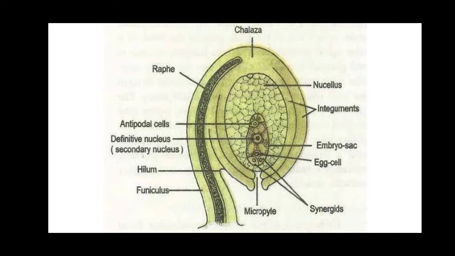Now, talking about the ovule, the reproductive structure, it is a structure where we find the ovule contained. It remains inside a structure called the locule, and the cushion in which these ovules are present is called the placenta.